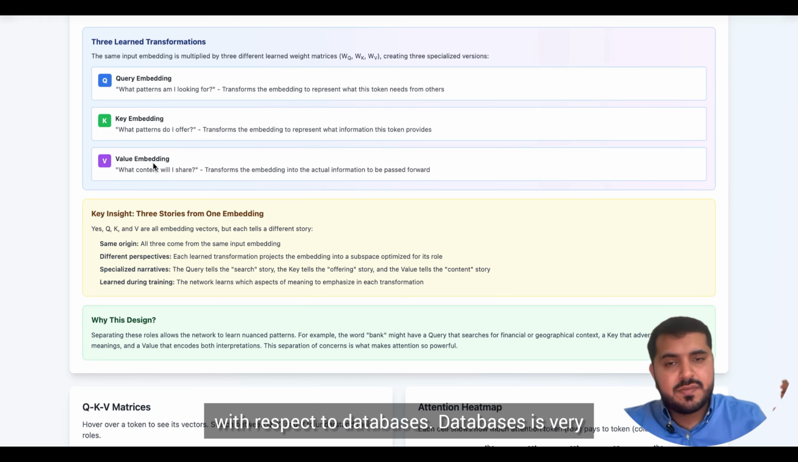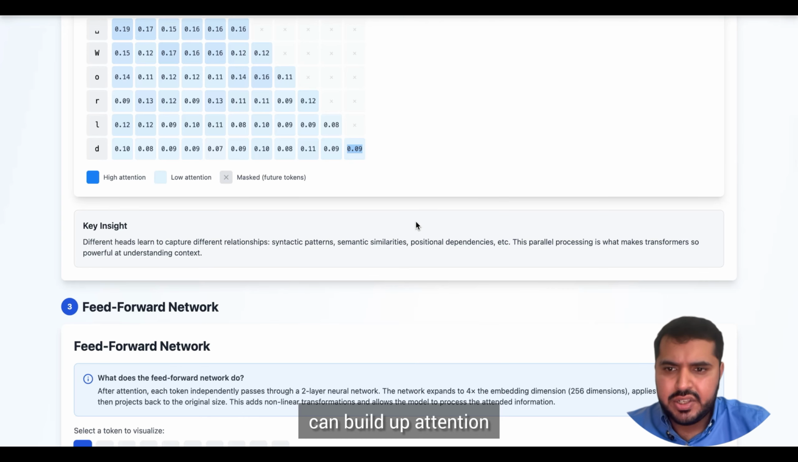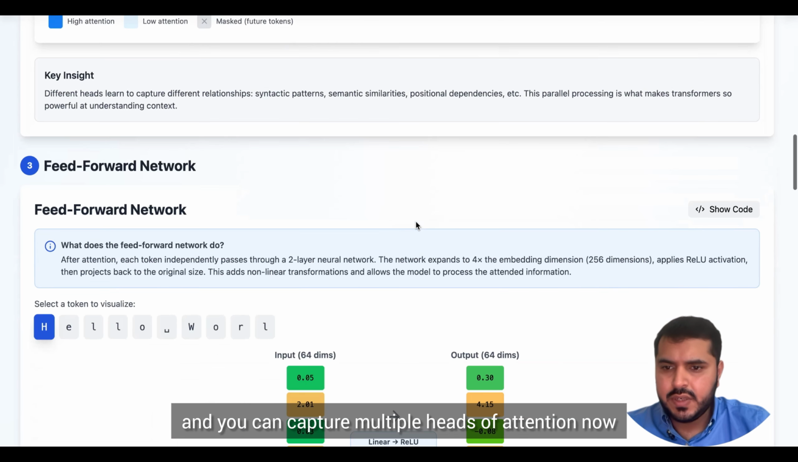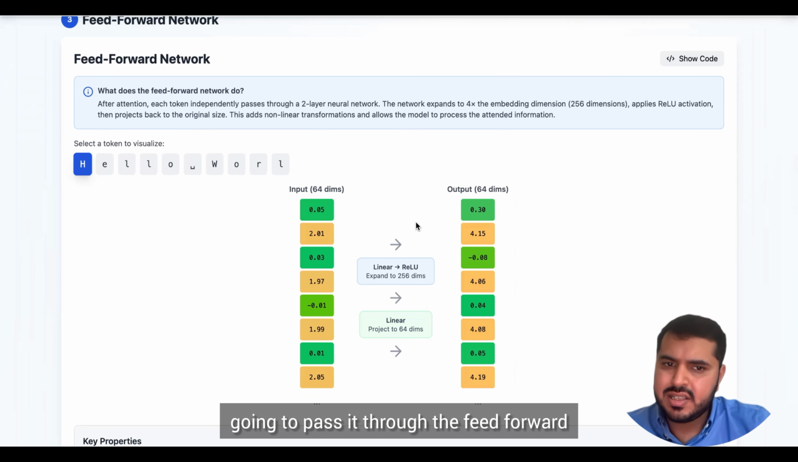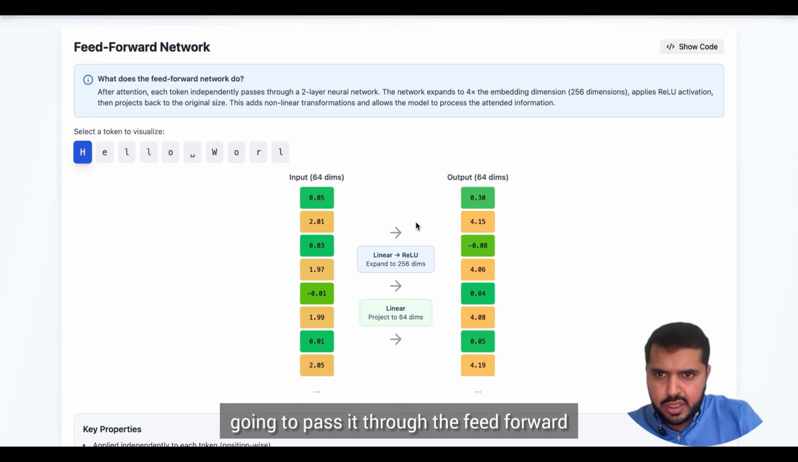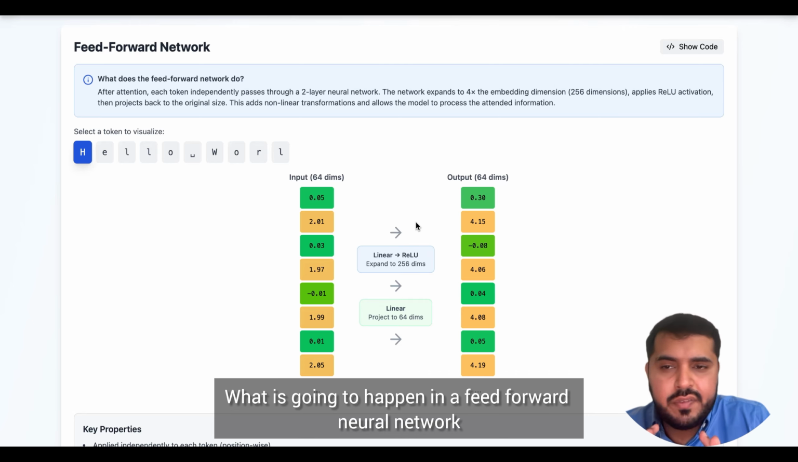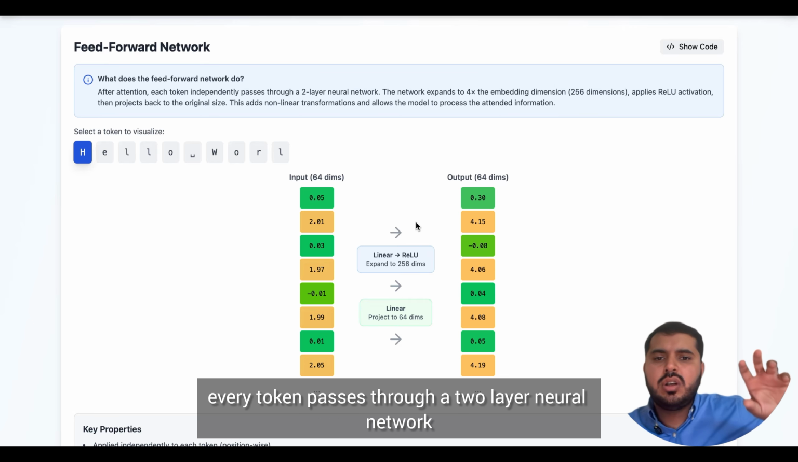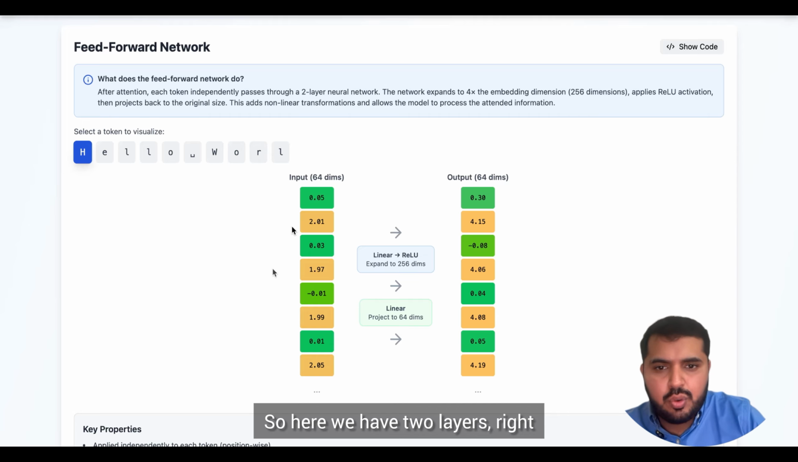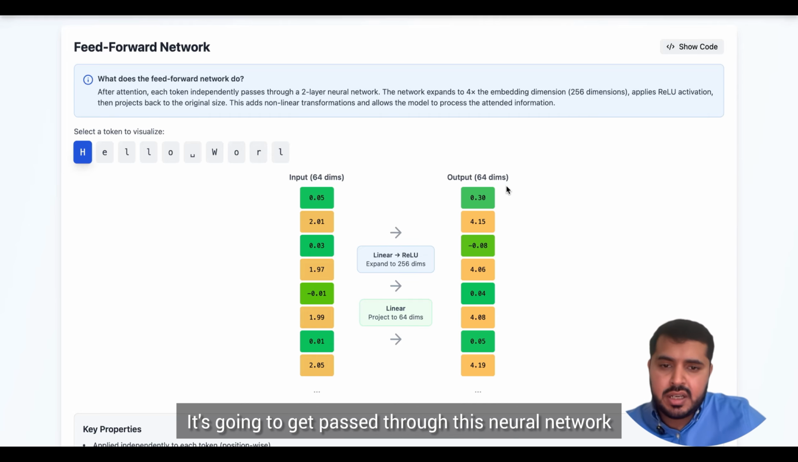Now assume that you understand query, key, and value, and you can build up attention, and you can capture multiple heads of attention. Now what is going to happen, right? Now we are going to pass it through the feed forward neural network. What is going to happen in a feed forward neural network? After attention, every token passes through a two-layer neural network. So here we have two layers, right? It's going to get passed through this neural network.